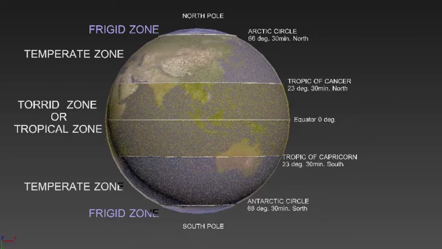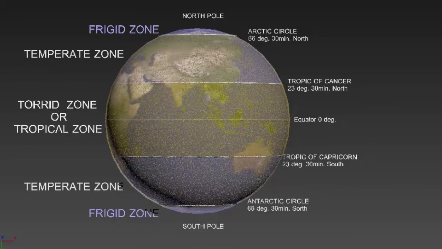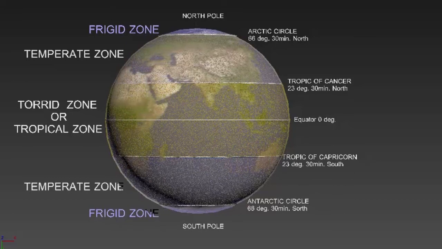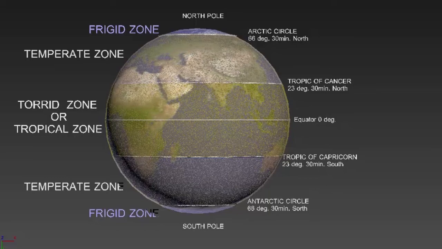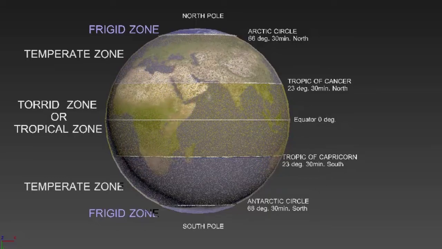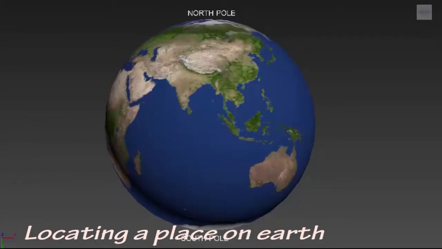The frigid zone or polar region experiences the midnight sun and the polar night for part of the year. In the center of the frigid zone, that is the pole, the day is 1 year long, with 6 months of daylight and 6 months of night. Frigid zones are covered with ice and snow.